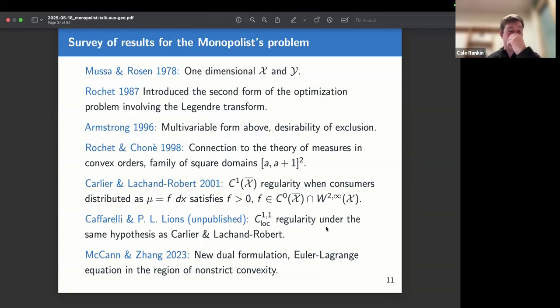Before we do that, let me give you a bit of history. So this problem was first studied by economists, and indeed all the works from 78 through to 98 are primarily the works of mathematical economists. Then this was picked up by the mathematics community, in particular Carlier and Lachand-Robert. They proved C^1 up to the boundary regularity, which is something we're going to need. Basically, your minimizer u has a derivative up to the boundary. This was improved by Caffarelli and Lions, who improved this to C^{1,1}_loc. And more recently, prior to my work with them, Rochet and Choné had some work on new Euler-Lagrange equations.